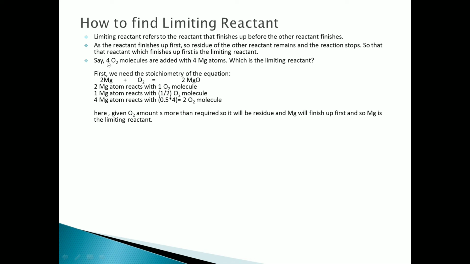The first example: say 4 oxygen molecules are added with 4 magnesium atoms. What is the limiting reactant here? For this, we need to find the stoichiometry of the reaction first. As we know, 2 magnesium atoms react with 1 oxygen molecule to form 2 magnesium oxide molecules. So from here we can easily use the unitary method that we learned in mathematics years ago, and we're still using it. Here we can see that 2 magnesium atoms react with 1 oxygen molecule, so 4 magnesium atoms will react with 2 oxygen molecules.